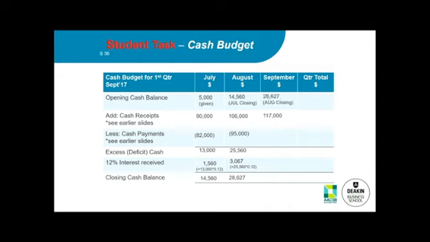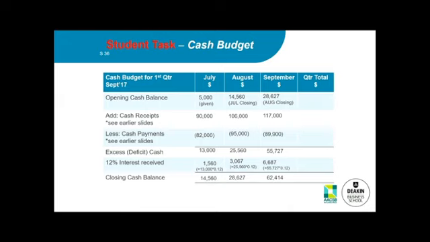Cash receipts in September, 117,000. Cash payments, 89,900. Here it's correct, right? Before it was just 89,000. There was an error, I told you about it, but 89,900, so that's correct. 55,727 is our total excess cash, on which we can earn 12%, which is $6,687, and that gives us a total closing balance of 62,414. So we've budgeted for the first quarter of the new financial year, right?